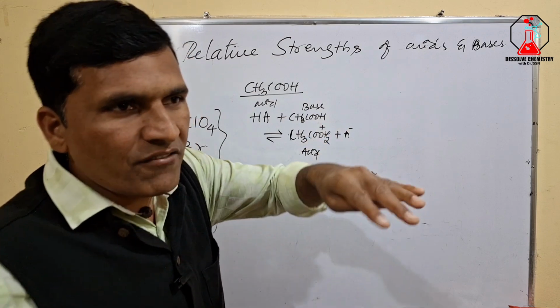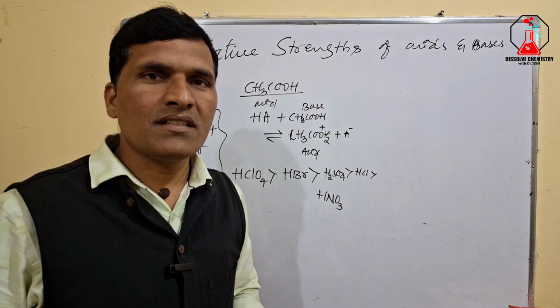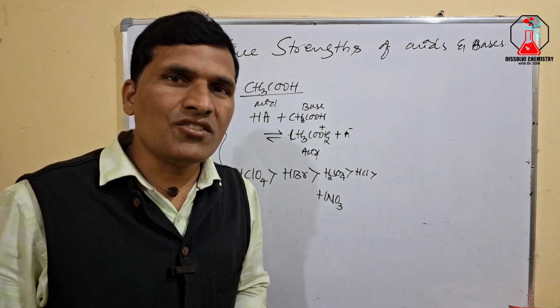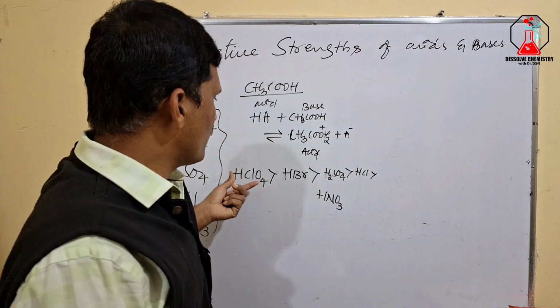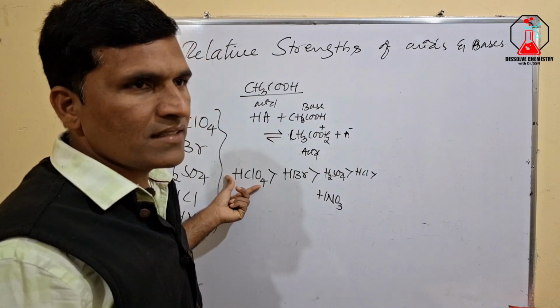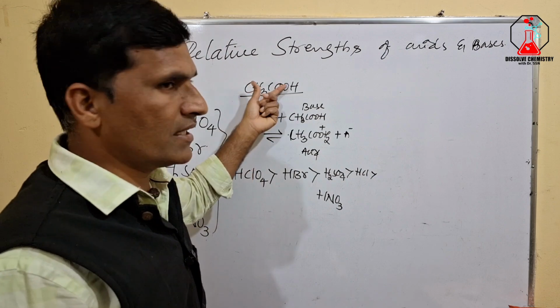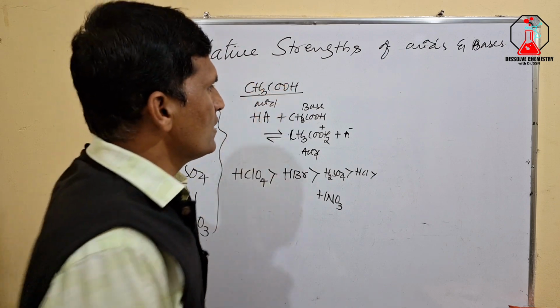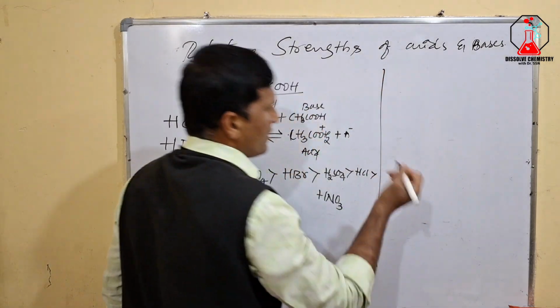So it will differentiate all these acids; the strength can be differentiated. Therefore perchloric acid is the highest acidic in acetic acid medium or solvent. Now let us compare in water.